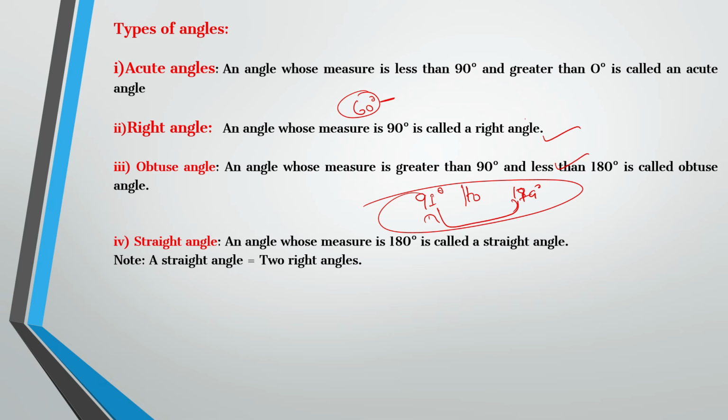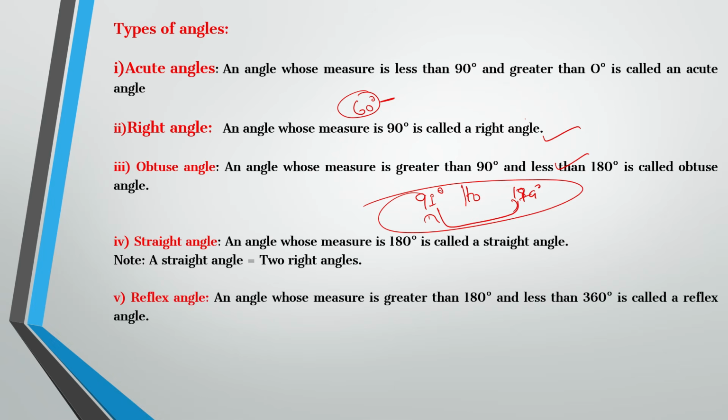Next one is the straight angle. A straight angle represents 180 degrees. An angle whose measure is exactly 180 degrees is called a straight angle. We can divide 180 degrees into two equal halves of 90 and 90. That is the reason a straight angle is equal to 2 times a right angle, that is, 2 right angles.